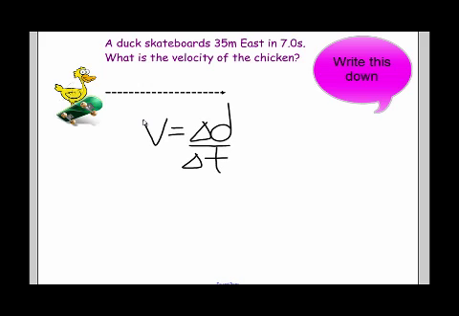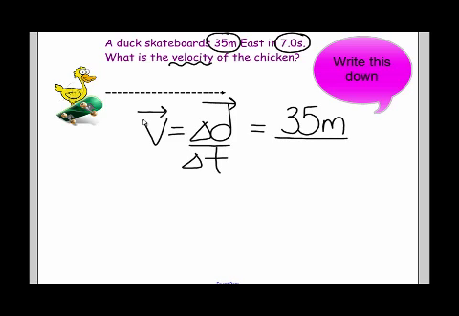Now, if this question asked me to solve for speed, I could leave my formula like that, but this doesn't. This question wants velocity, and that's a vector, so I'm going to put the arrows over top of my v and my d. So now this means velocity is a change in displacement over change in time. There's my formula. Second step, plug in my work. I'm going to read through the question and pick out the numbers I want. I see 35 meters, which is my displacement, and 7.0 seconds, which is my time. So I can say 35 meters is my displacement, always in meters, over 7.0 seconds.